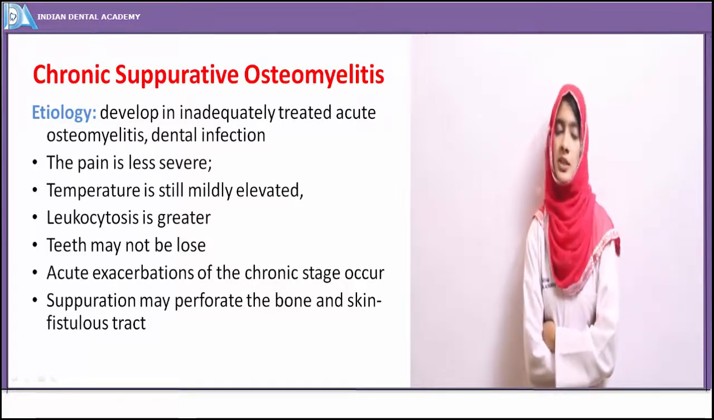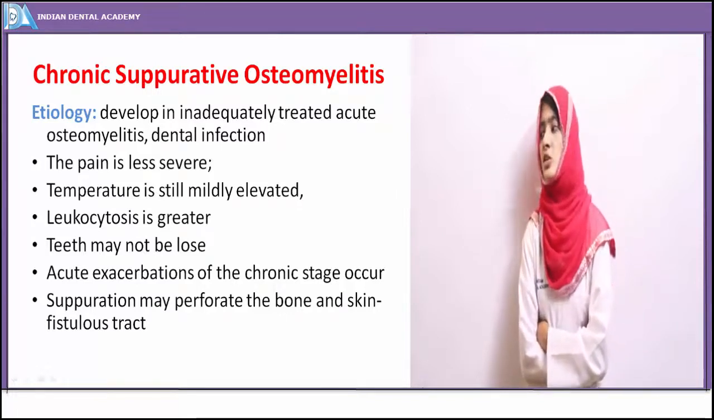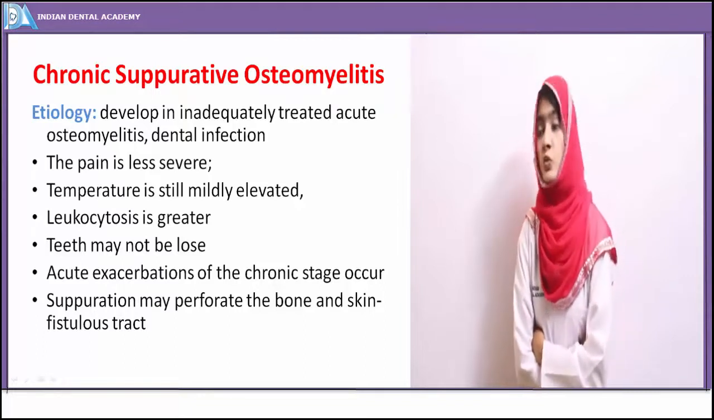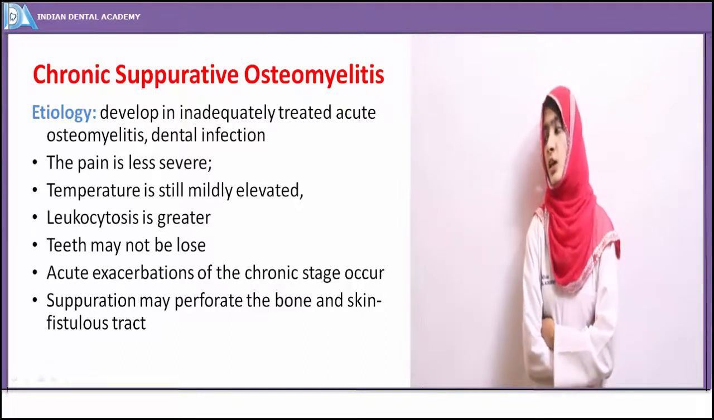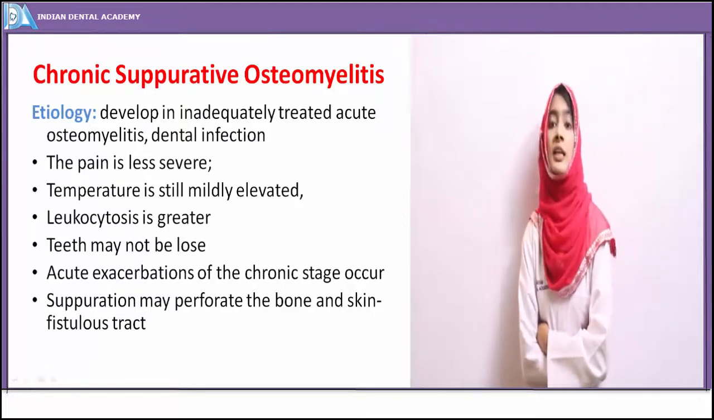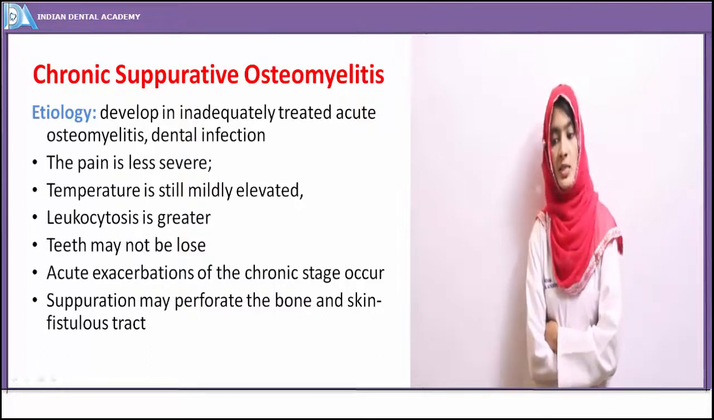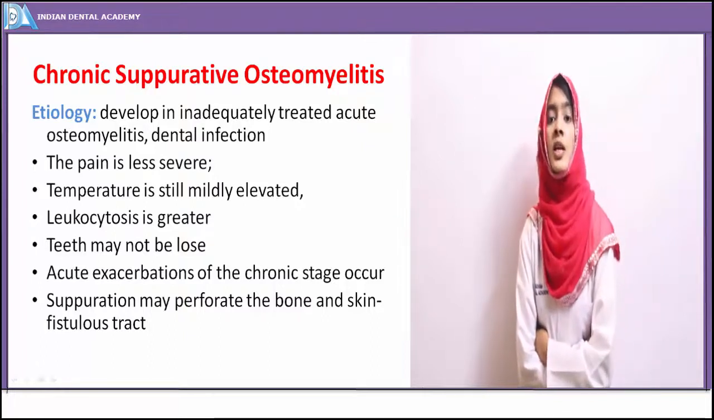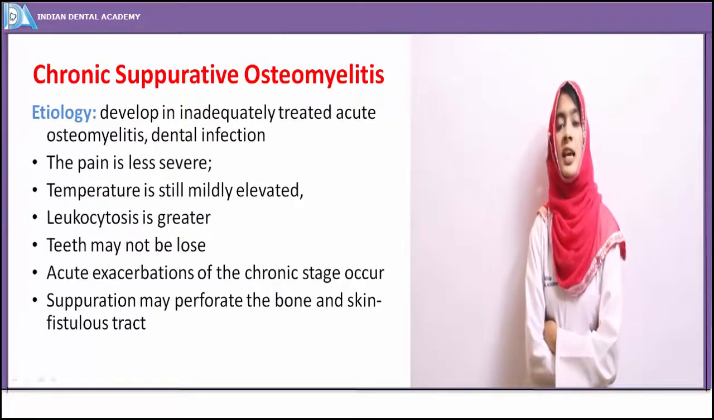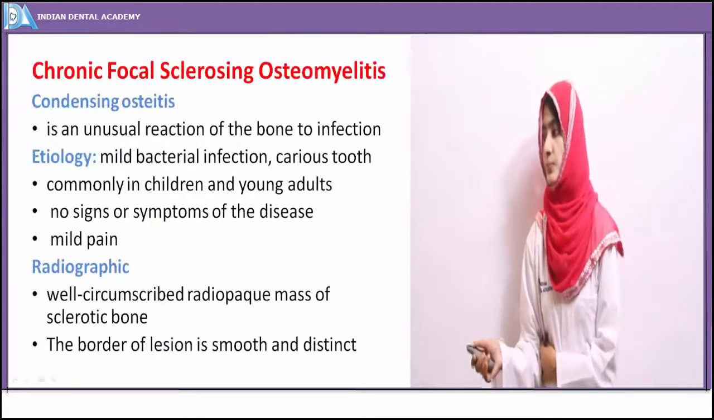And still the generalized systemic symptoms of fever are present, the temperature of the body is elevated, and leukocytosis is great. The teeth may not be so loose as seen with the acute forms of the disease, and sometimes acute exacerbation of the chronic suppurative osteomyelitis may occur, leading to suppuration and abscess formation. This suppuration or abscess tends to perforate the bone and the overlying mucosa or skin, and leads to a fistulous tract formation, leading to discharge of pus onto the external surface.